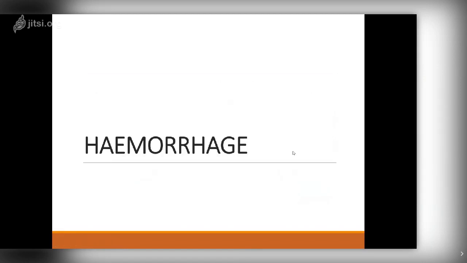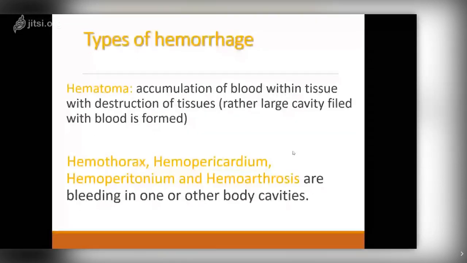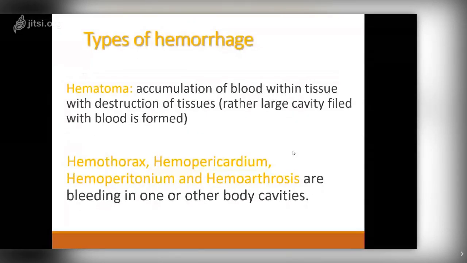Next type of hemodynamic disorder is hemorrhage. Hemorrhage is escape of blood from vessel or the heart. There are few types of hemorrhage. First one is hematoma. Hematoma is accumulation of blood within tissue with destruction of the tissue. And as a consequence, there is formation of a cavity that is filled with blood. And if the patient survives and this hematoma is drained or reabsorbed, we will see formation of a cavity instead of it.